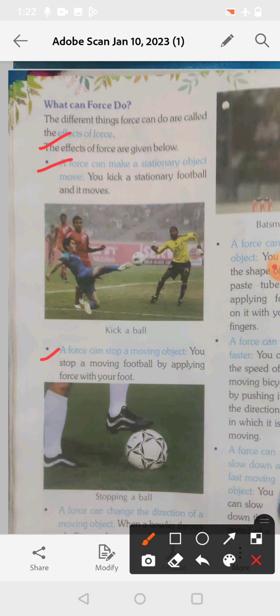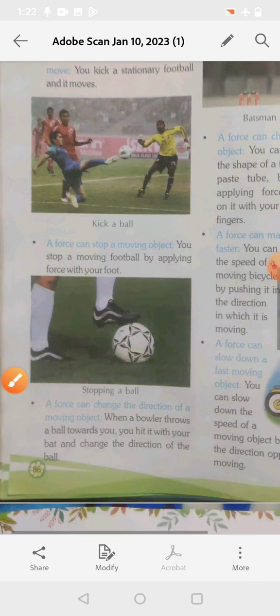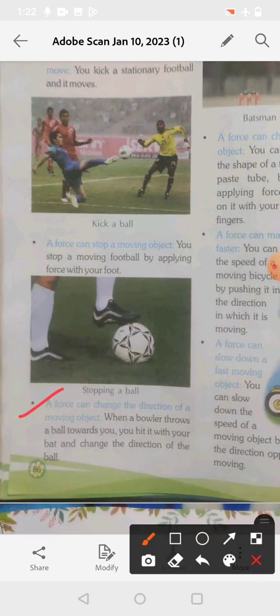So if any object is moving, you can also stop that object, right? Like in the picture, you can see that a boy is stopping the ball. In the same way, you can also stop a moving football by applying force with your foot. Okay, now the third one: a force can change the direction of a moving object.